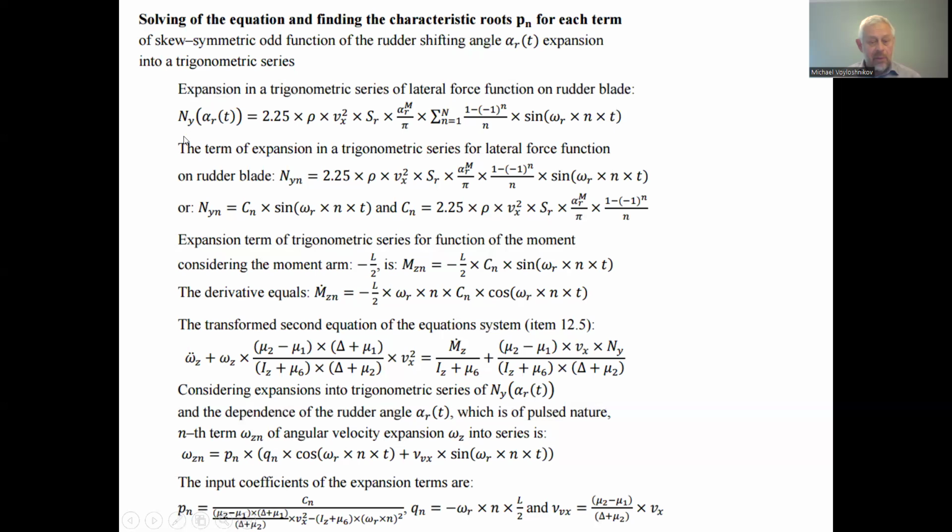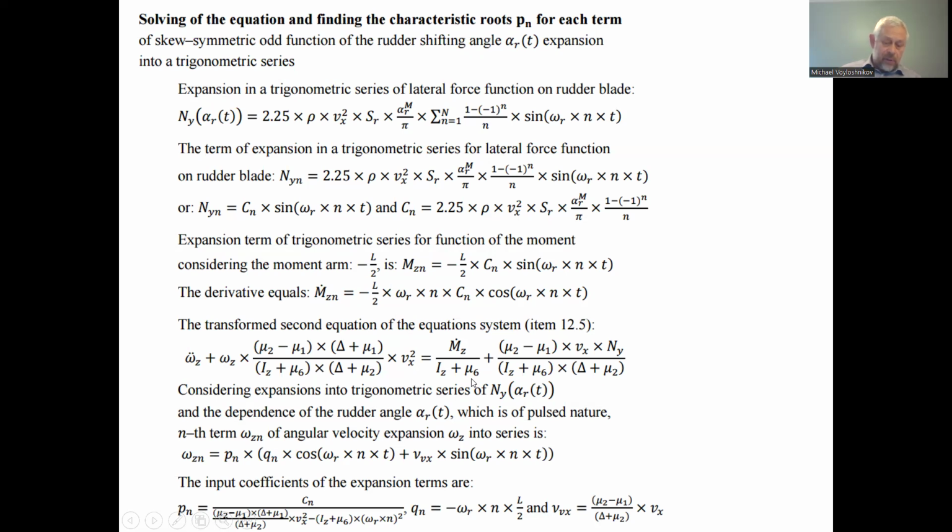Instead of ny, we can substitute the expansion, and instead of mz, the rotating moment first derivative, we can substitute the expansion of maybe five terms, not all five, only odd terms: the first, third, fifth, seventh, and ninth. We can substitute the expansion consisting of these terms of the expansion of the first derivative by time of the turning moment.